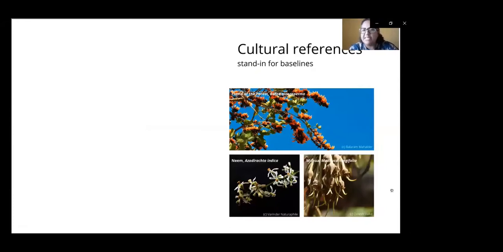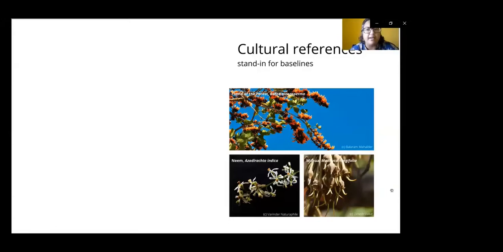For example, these three species that you see on the screen here, Butea monosperma, Azadirachta indica, and Madhuca longifolia, are all culturally important trees and are associated with particular seasons and particular change in seasons, and are often also associated with regional festivals across India.